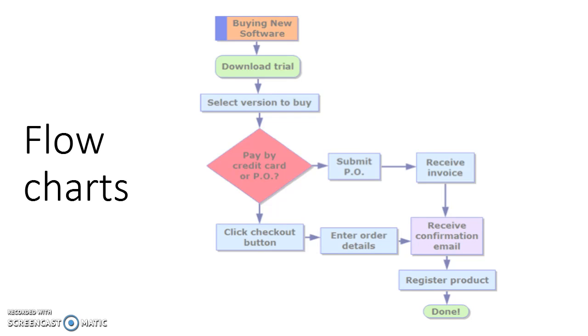So in this case, when you're buying new software, this would be for more of a business class. These are the steps to take to buy new software. So you have to download a trial version, you have to select the version you want to buy, and then you have to pay for it. And this is where divergent thinking comes in, because there's 2 different options to pay for the software that you're buying. But they both come into the same conclusion of this is the product. So you may use this for students to show how they reached an answer. You could do that in a math class very easily.